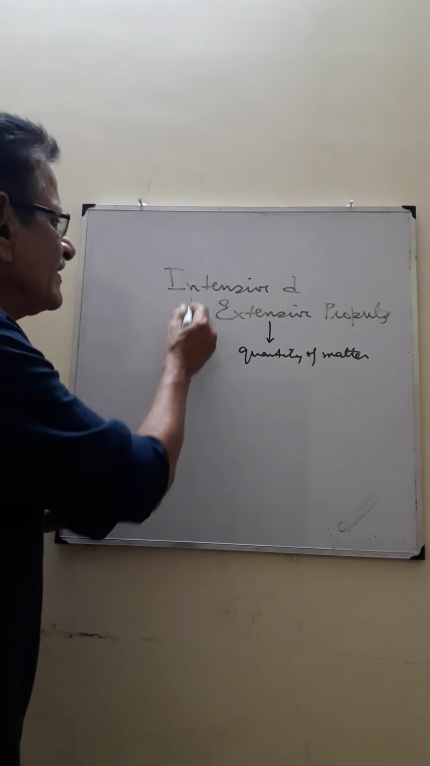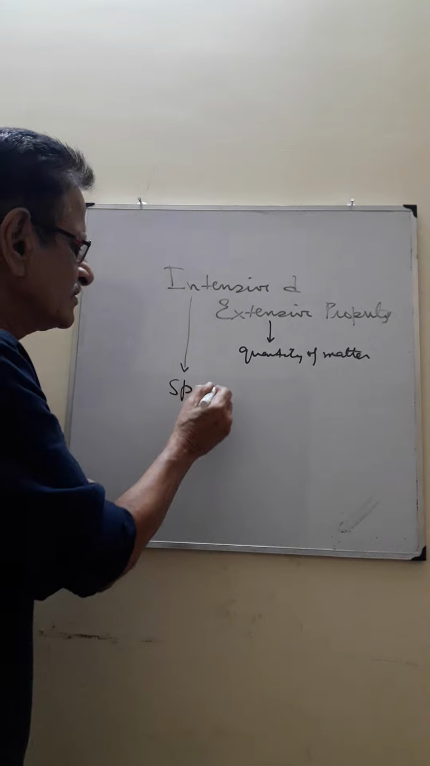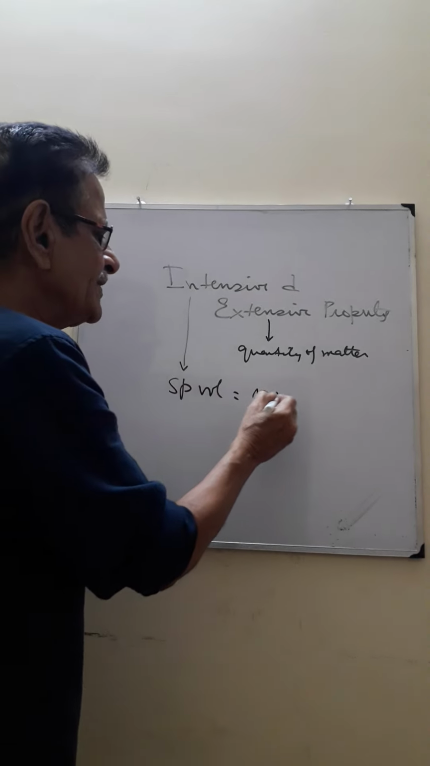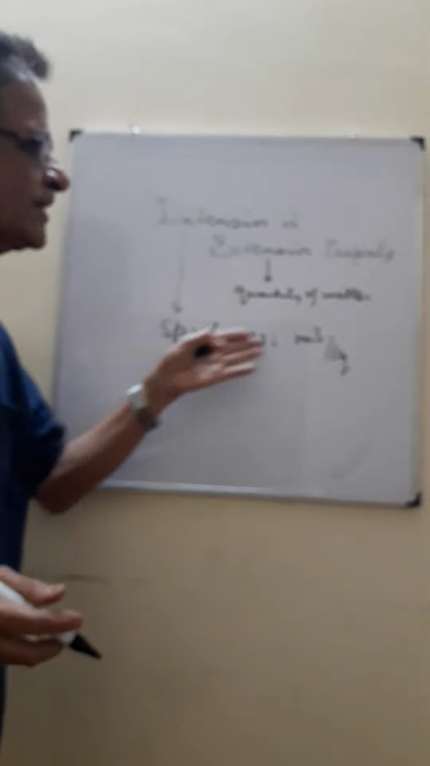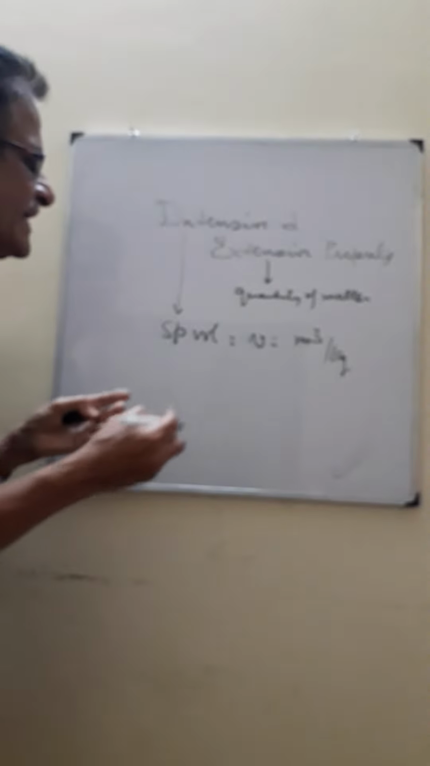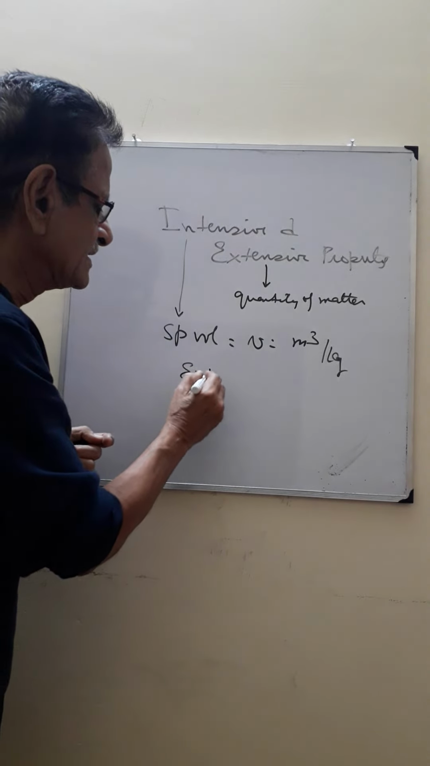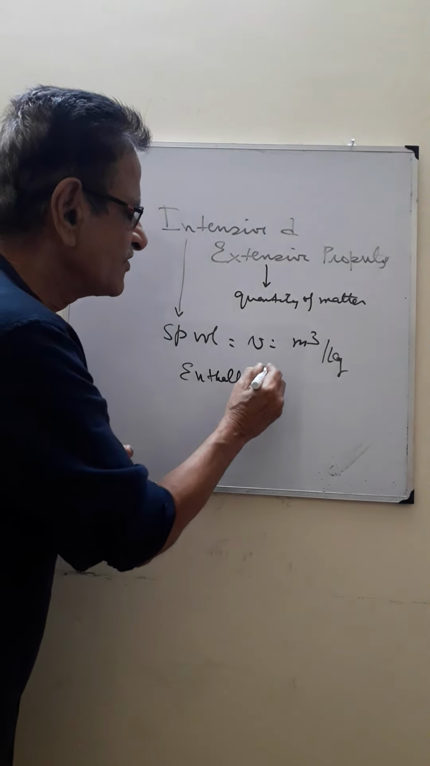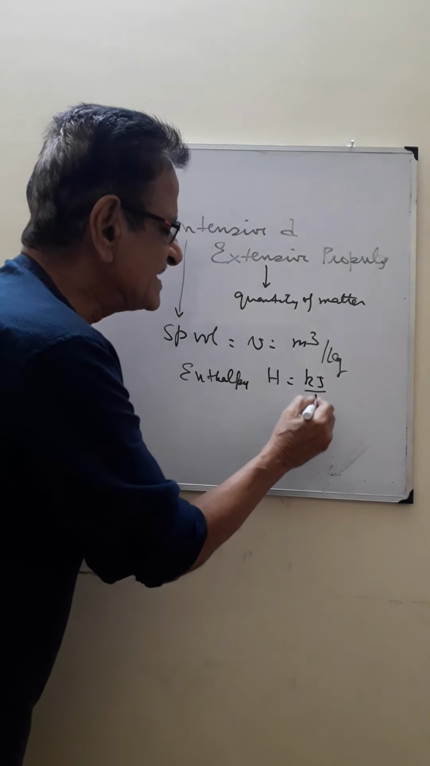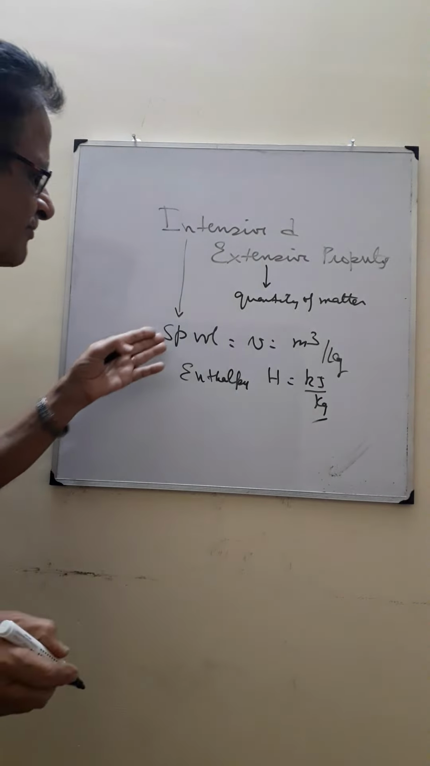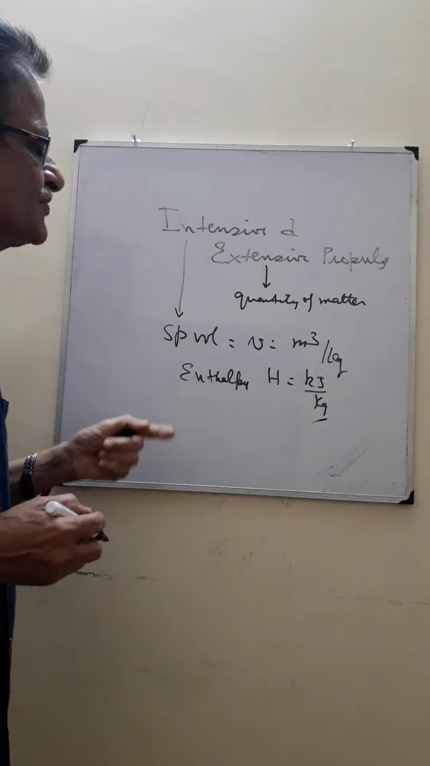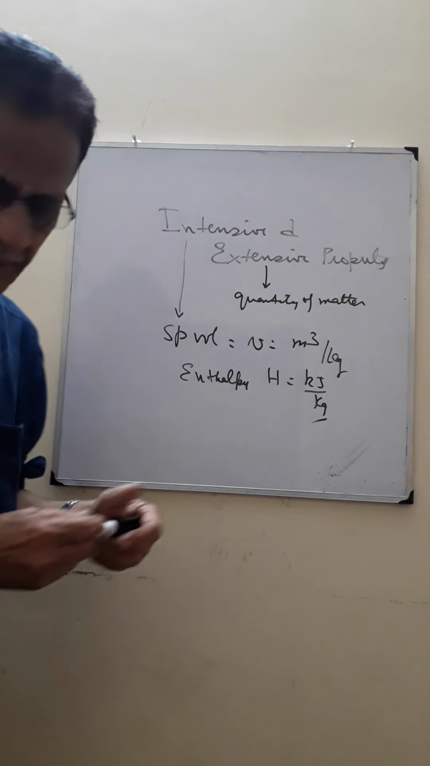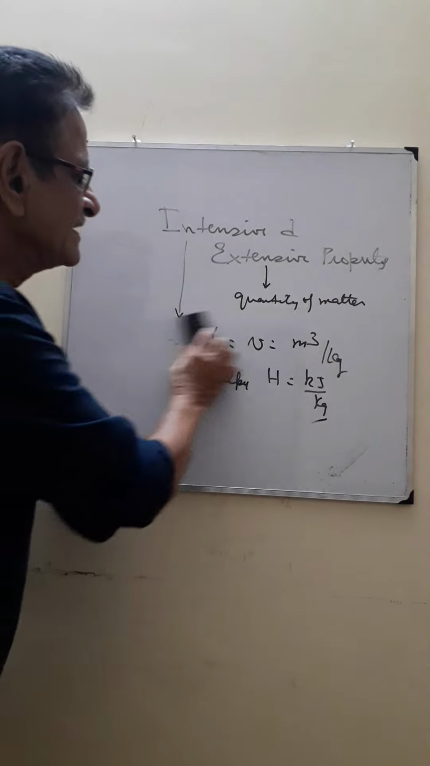For example, if I take specific volume, it is given by meter cube per kg. So here the mass is already specified, so we do not have to specify the mass. The specific volume does not depend on the mass because the mass is already specified. Similarly, if we take enthalpy or energy, so many kilojoules per kg, here again kg is specified. Therefore, all specific properties are intensive properties, whereas the other things which depend on the mass are called extensive properties. Intensive and extensive property.